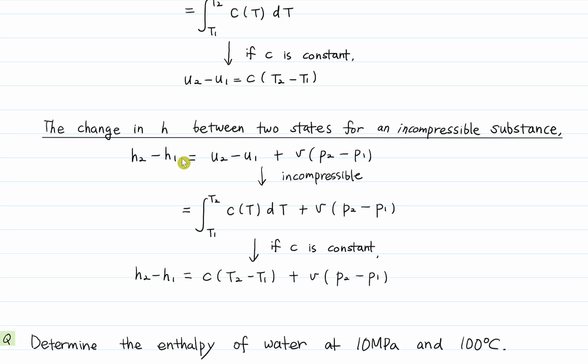Similarly, the change in enthalpy between states 1 and 2 is shown from the definition of enthalpy. The enthalpy change between states 1 and 2 equals the internal energy change plus the change in Pv. With the incompressible substance model, the internal energy change is the integral of C dT from T1 to T2. And if the specific heat is constant, the change in enthalpy between states 1 and 2 equals specific heat times temperature difference plus specific volume times pressure difference.